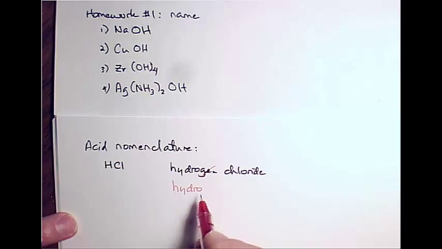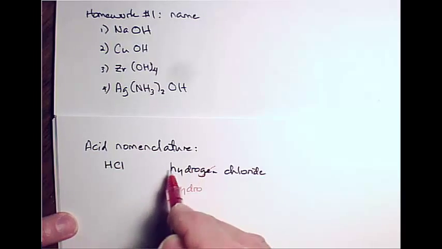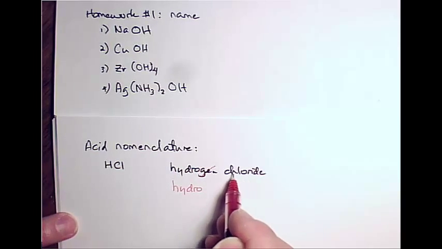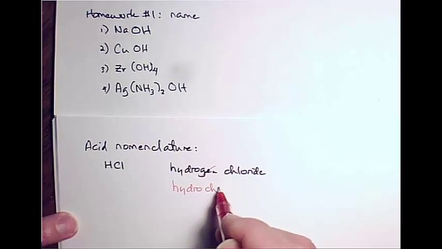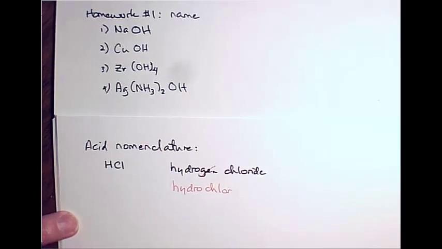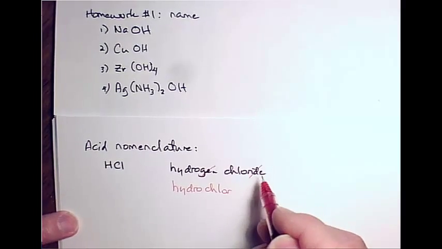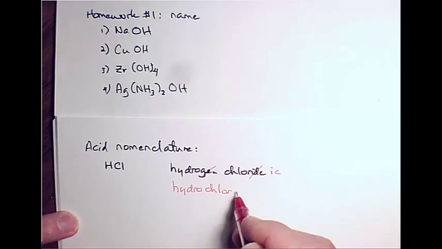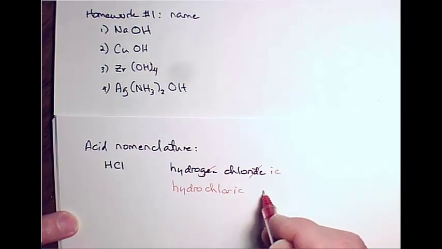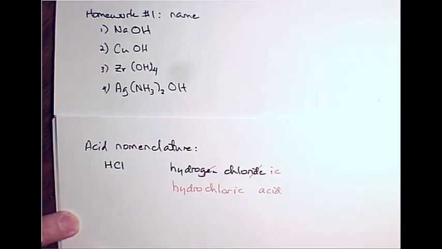Now, it becomes hydro, and then this hydro becomes a prefix that's pushed up against the chlor part over here: hydrochlor. But the "ide" ending becomes "ic." So hydrochloric, and then you have to put the word acid on here. All right? Oh, I get it. Good.